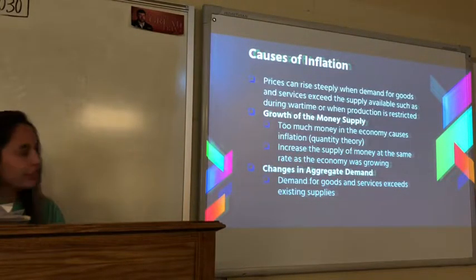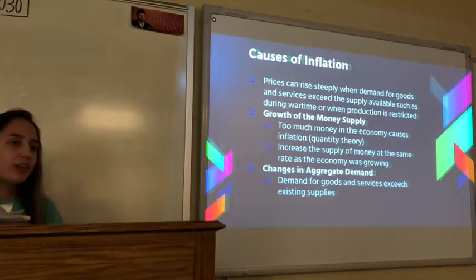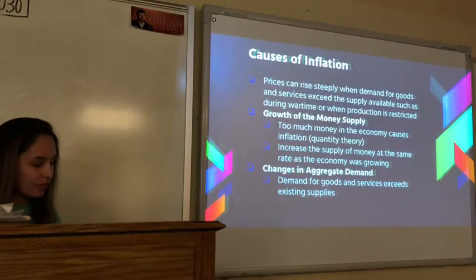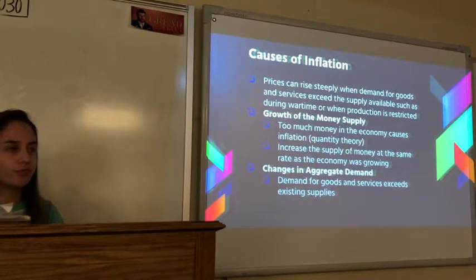Some causes of inflation. Prices can rise steeply when demand for goods and services exceeds the supply available, such as during wartime or when production is restricted. So if there is a drought, there isn't going to be as much food that the farmers are growing, so there isn't going to be as much for people to buy. The demand is still going to be the same, but the supply is low.